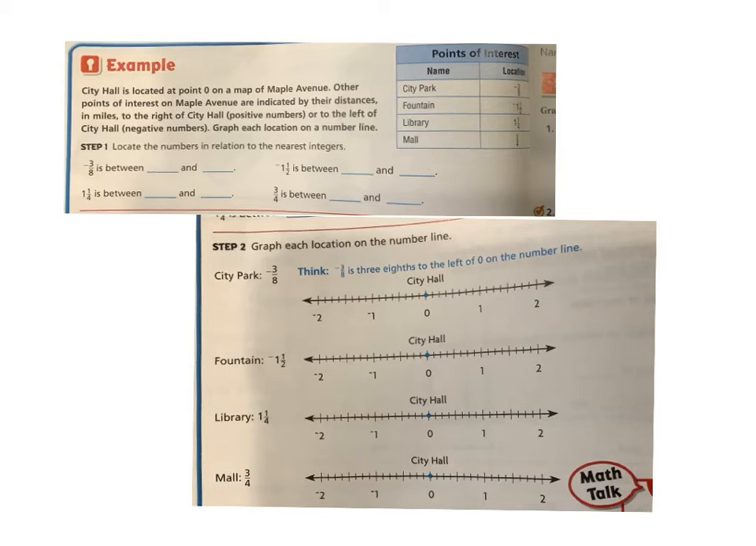So again, I'll follow my steps for a word problem. I'm going to read it first. City Hall is located at point 0 on a map of Maple Avenue. Other points of interest on Maple Avenue are indicated by their distances in miles to the right of City Hall, positive numbers, or to the left of City Hall, negative numbers. Graph each location on a number line. So I have a negative 3/8, a negative 1 1/2, a positive 1 1/4, and a positive 3/4.